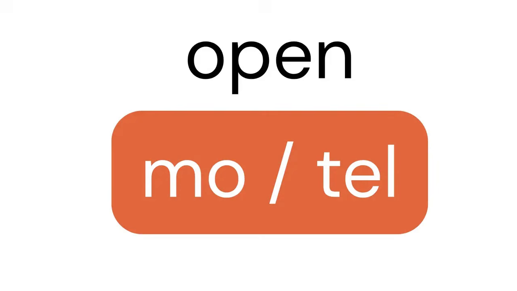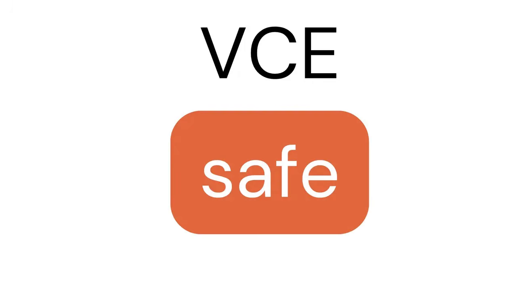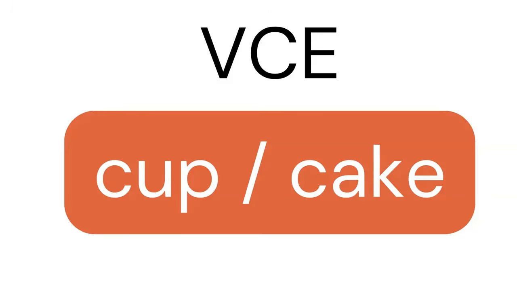An open syllable ends with a single vowel and the vowel sound is long. Think of the first syllable of the word motel, mo. A magic E syllable, also called vowel consonant E or CVCE or magic E or sneaky E, has the pattern vowel consonant E. The vowel sound is long. Think of safe, or the second syllable of cupcake.